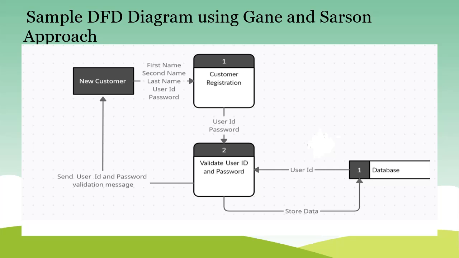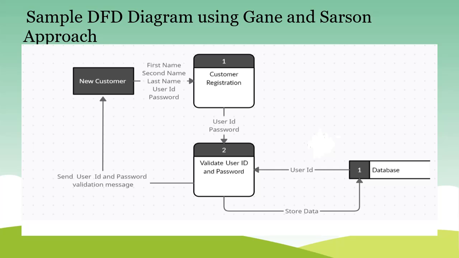And for the validation of user ID and password, the input is user ID and password, which is from the first customer registration process. During the validation of user ID and password, that process actually checks whether the user ID which the new user is creating exists in the existing system. So it has to take the user ID data from the database. That is shown using the left arrow, user ID from database.